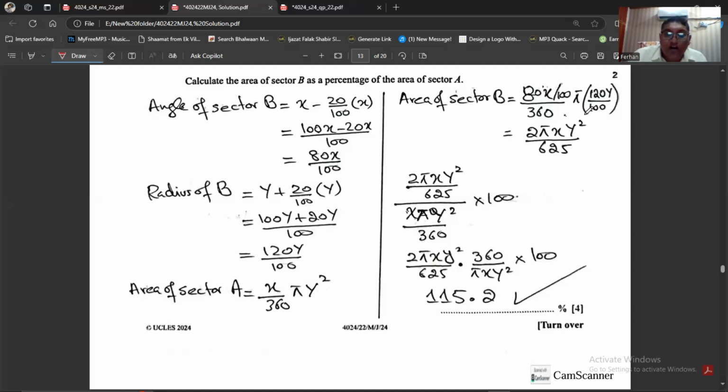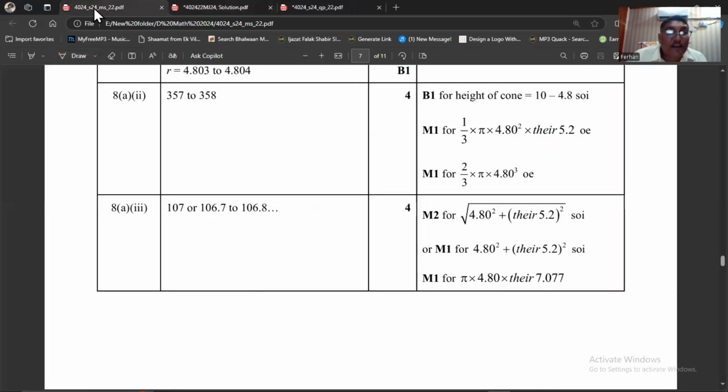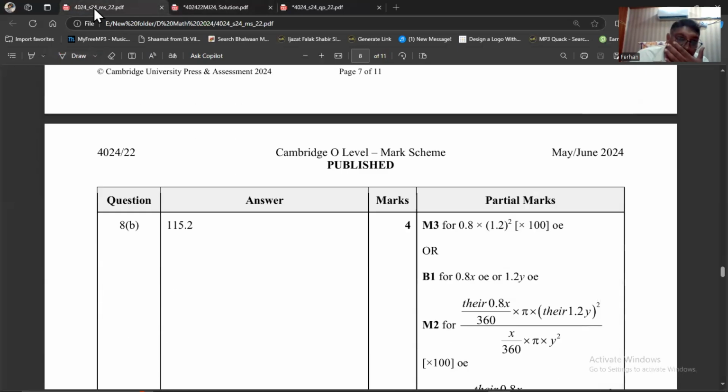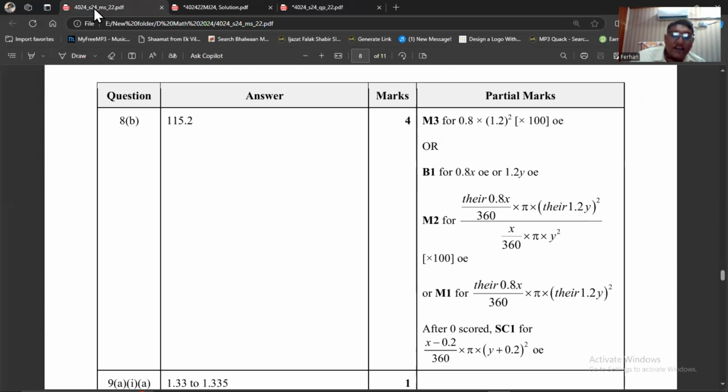So area of the sector B divided by the area of the A, multiply 100. So this 2 pi XY square and the pi XY square, they will be cancelled with each other. You are left with only 2 multiply 360 multiply 100 divided by 625, and that is 115.2%. This is my answer.